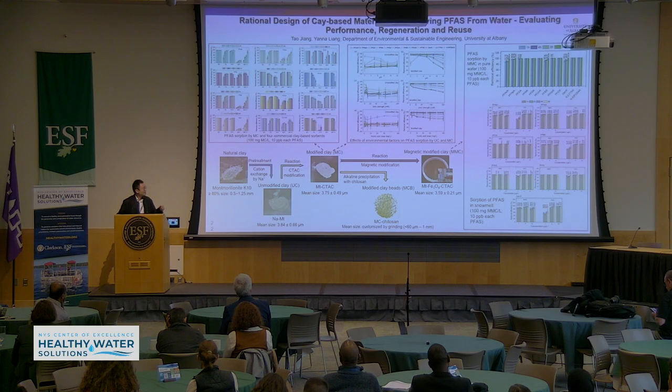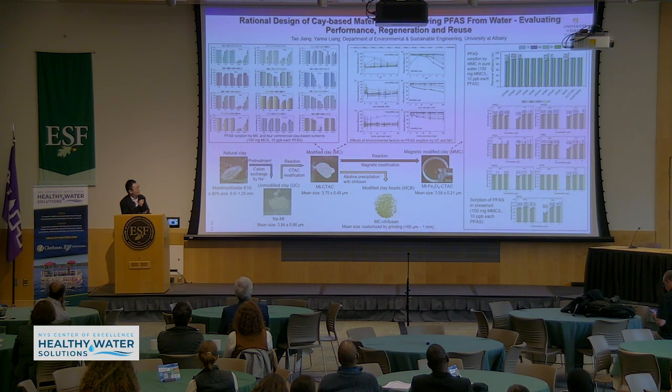The first one is magnetic modified clay, MMC, which incorporates magnetite for easy separation using the magnetic field. The second one is modified clay beads, which are engineered with larger particle size for practical application in flow-through systems. So in pure water with a broad range of PFAS, short-chain and long-chain PFAS, GenX, and precursors, the MMC shows very high removal efficiency.